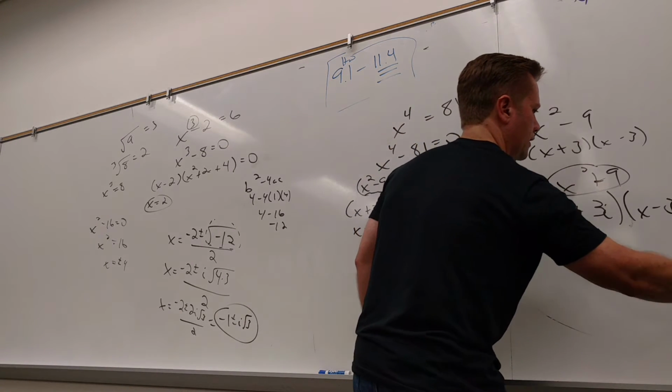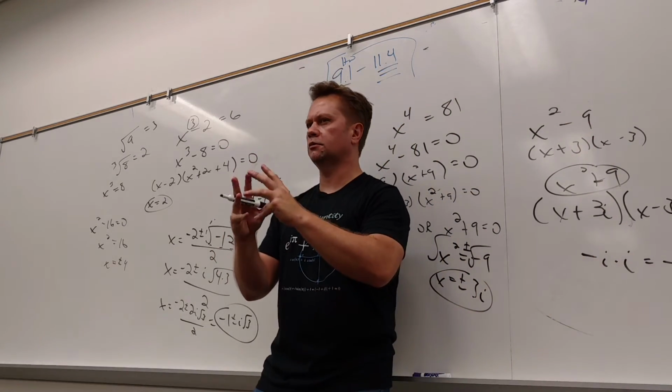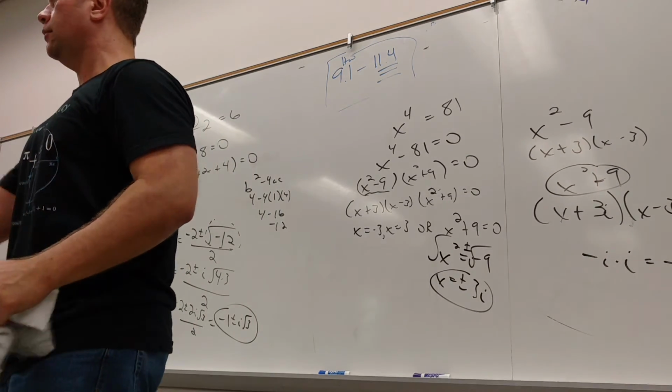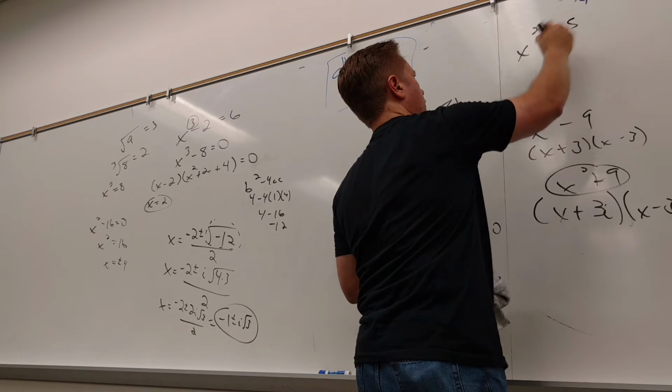Negative i squared, which is negative 1, which is positive 1. So now I can do sum of squares. I just have to use complex numbers to do it. So if I saw x squared plus 25, how do you factor that?